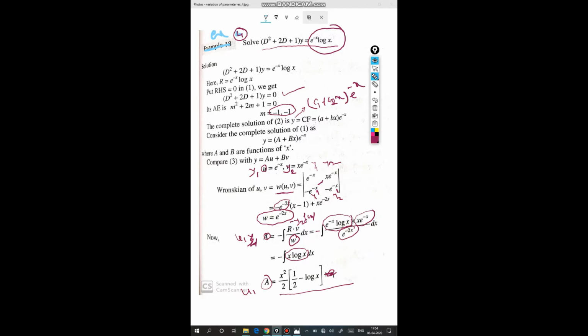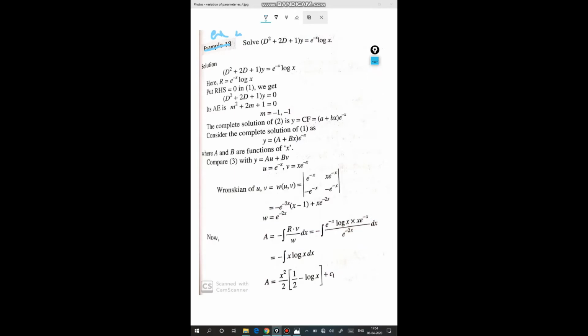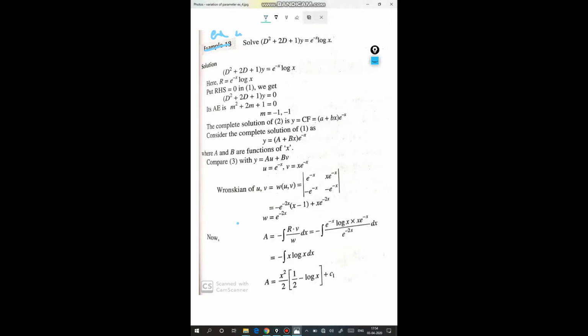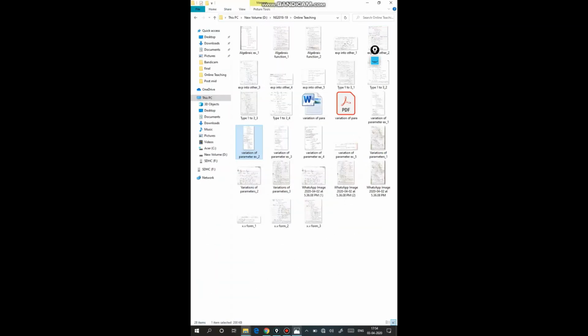We have to see the calculation of u2 also. So let me come to the next page. Okay, so this is the last part of that. We have seen already the value of u1.